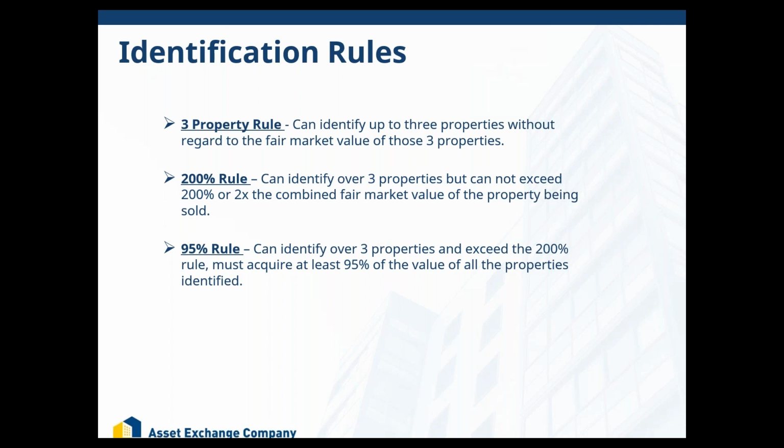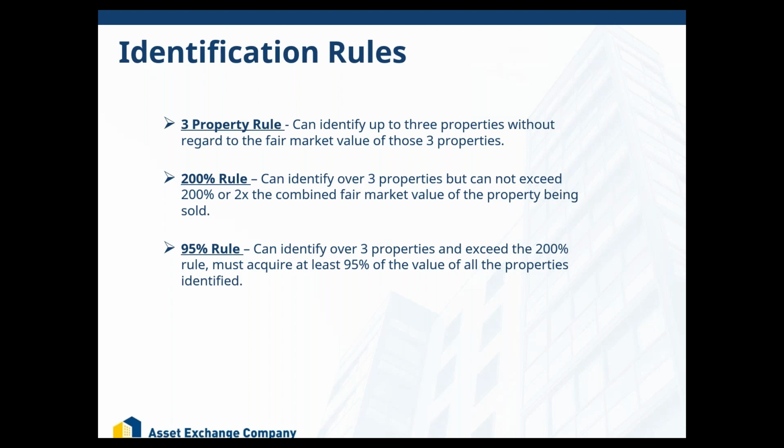Now, if you want to exceed the 3-property rule and you also want to exceed the 200% rule, you can do that as well, but it's going to put you into this next rule. It's referred to as the 95% rule. Now, it's very rare that we even see this rule enacted, right? It doesn't really make a lot of sense in the way that it's written, but remember, everybody, this is the IRS, and sometimes this stuff just doesn't make sense, right? Because it reads like this: you can identify over 3 properties. You can exceed the 200% rule, but you must acquire at least 95% of the value of all the properties that you identified.